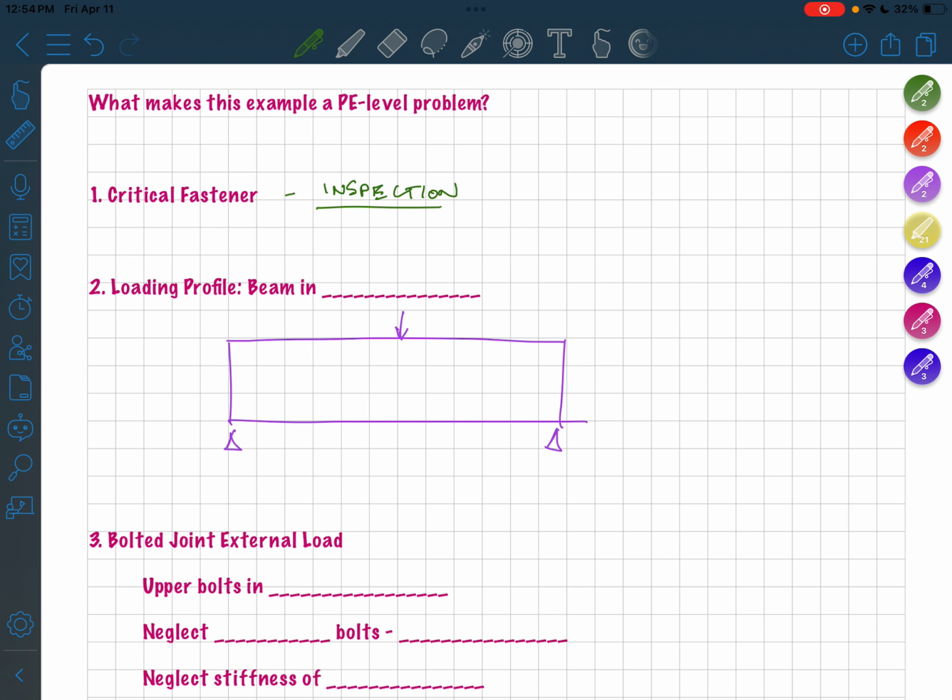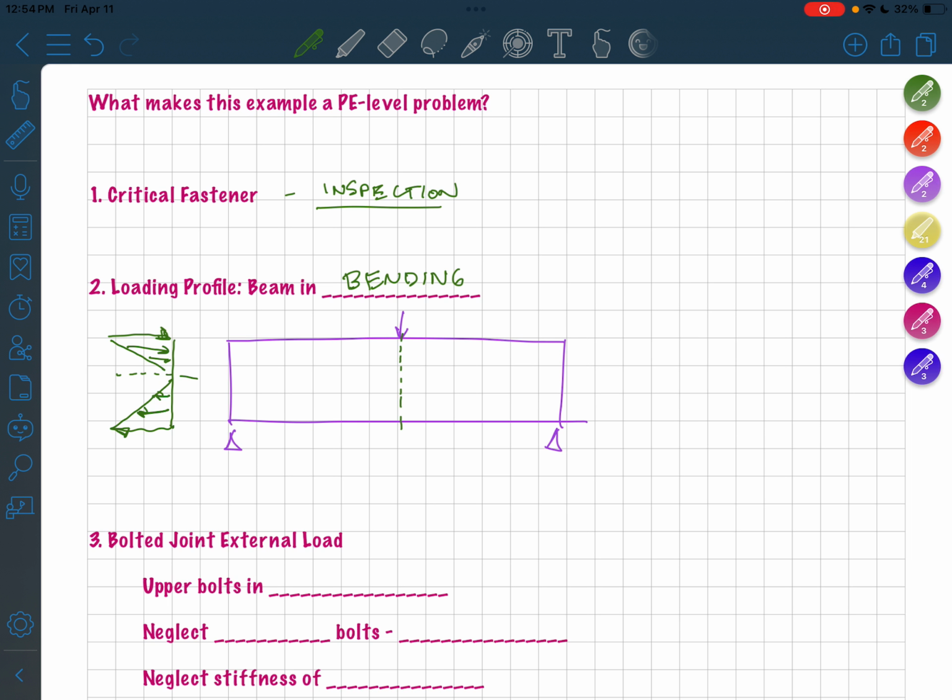The second thing is we need to understand the loading profile, which is very similar to a beam in bending. So if I have a normal beam here, just think normal beam theory, simply supported beam, and I cut the beam right here, I can draw my loading profile. I'm going to have compressive forces on the top. That's my neutral axis. And I'm going to have tensile forces on the bottom.